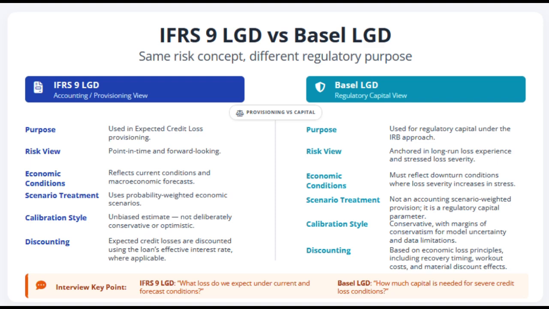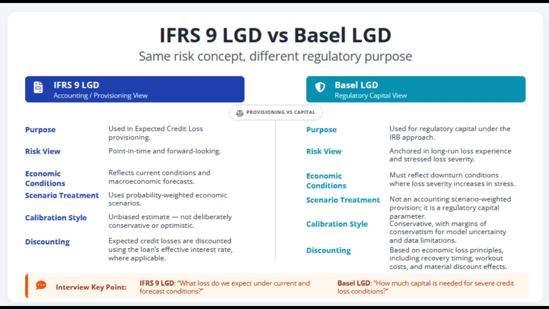It should have an unbiased estimate. That is, it should be neither conservative nor optimistic. It should be scenario weighted. That is, under IFRS 9, it should consider multiple economic scenarios that we have seen under PD as well. EIR discounting, that we just discussed, the effective interest rate. This uses the loan's effective interest rate for present value calculations.